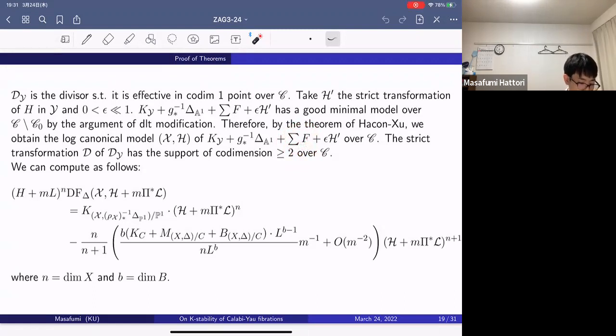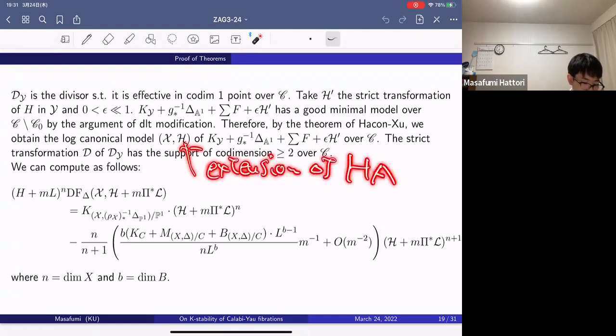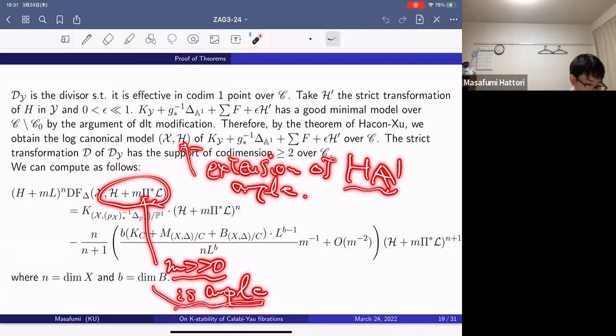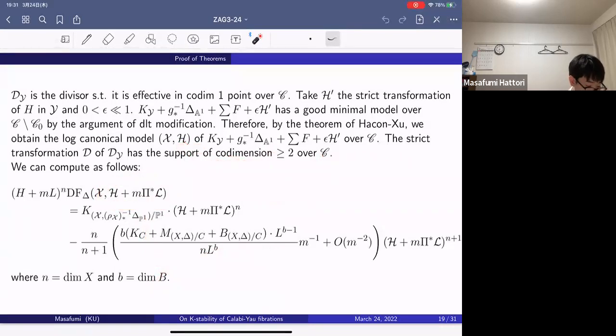And so carry H is the extension of H times A1. And this is ample. So carry H plus M pi star L is ample. We may assume that.